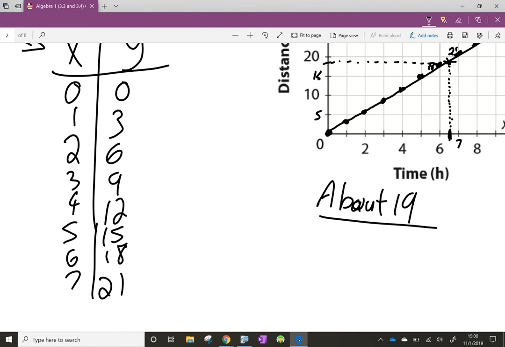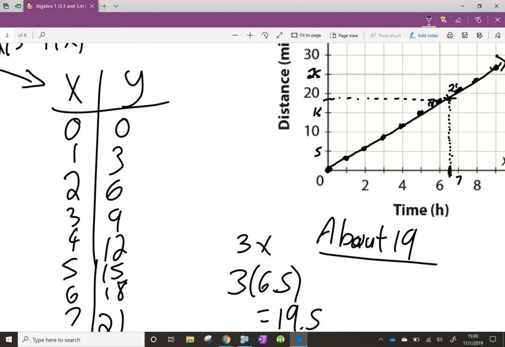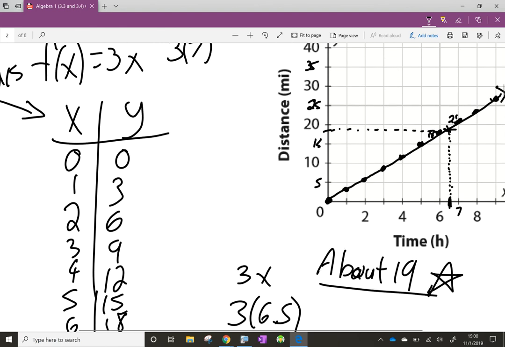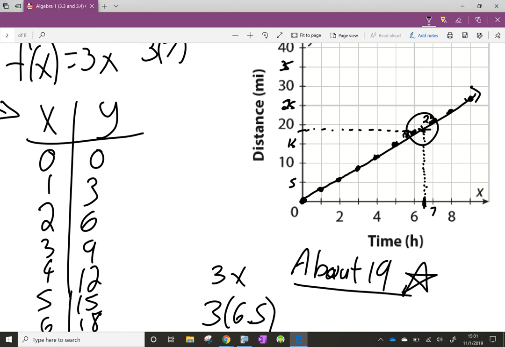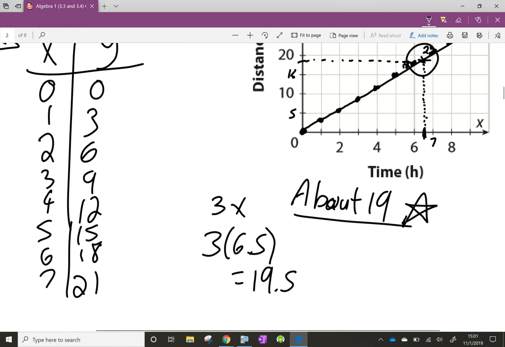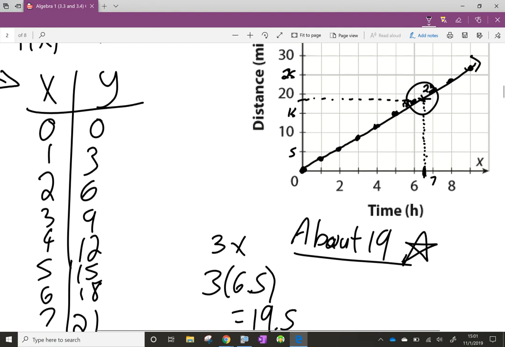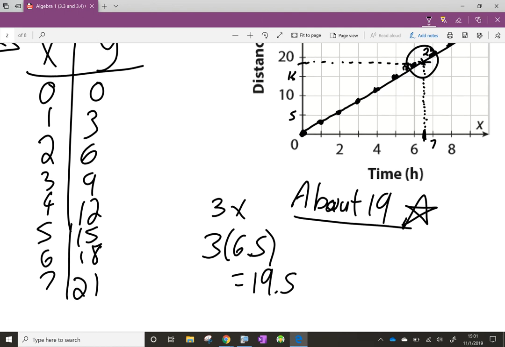Now, if you actually type this in the calculator, if you actually do plug the 6.5 in for x, remember our function was 3 times x. If you actually plug it in, this ends up being 19.5, which, of course, our estimate of 19 is really close then. It's really accurate because we judged based on our graph, it looked like it was just about 19. So that's good. Now, our graph, again, is just a sketch, so it's not going to be perfect. But yeah, that's essentially how you'd graph it and how you'd use that graph to estimate the 6.5 hours.